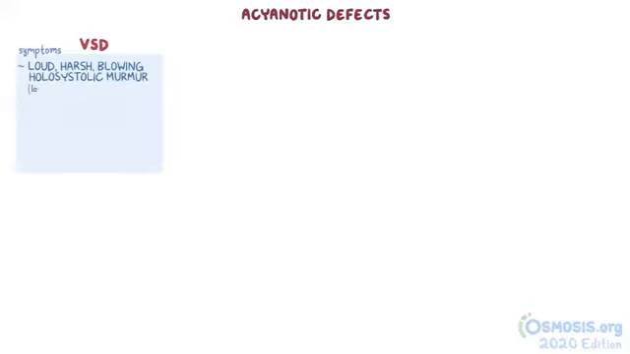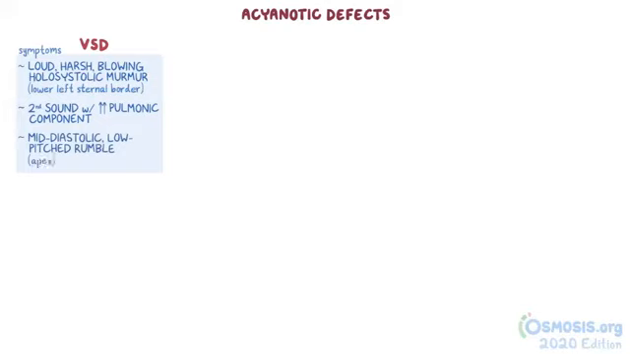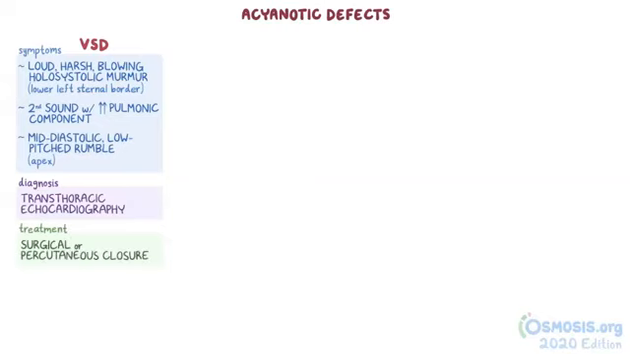Okay, quick recap. Ventricular septal defects present a loud, harsh, or blowing holosystolic murmur, which is heard best over the lower left sternal border, a second heart sound with an increased pulmonic component, and some might present a mid-diastolic, low-pitched rumble at the apex. Diagnosis is confirmed by transthoracic echocardiography, and treatment of large defects consists of surgical or percutaneous closure.